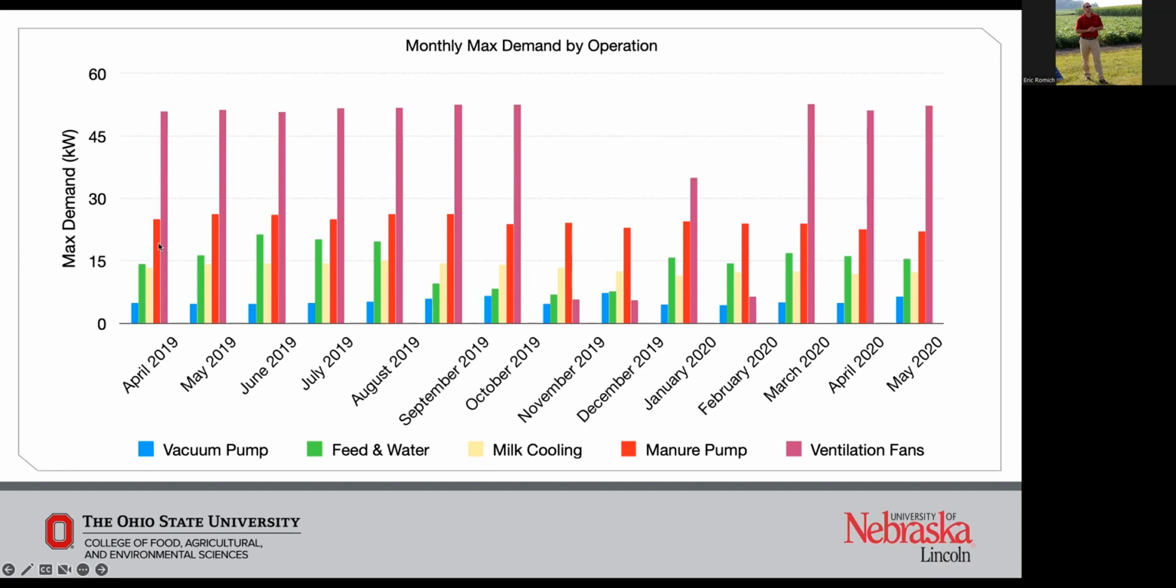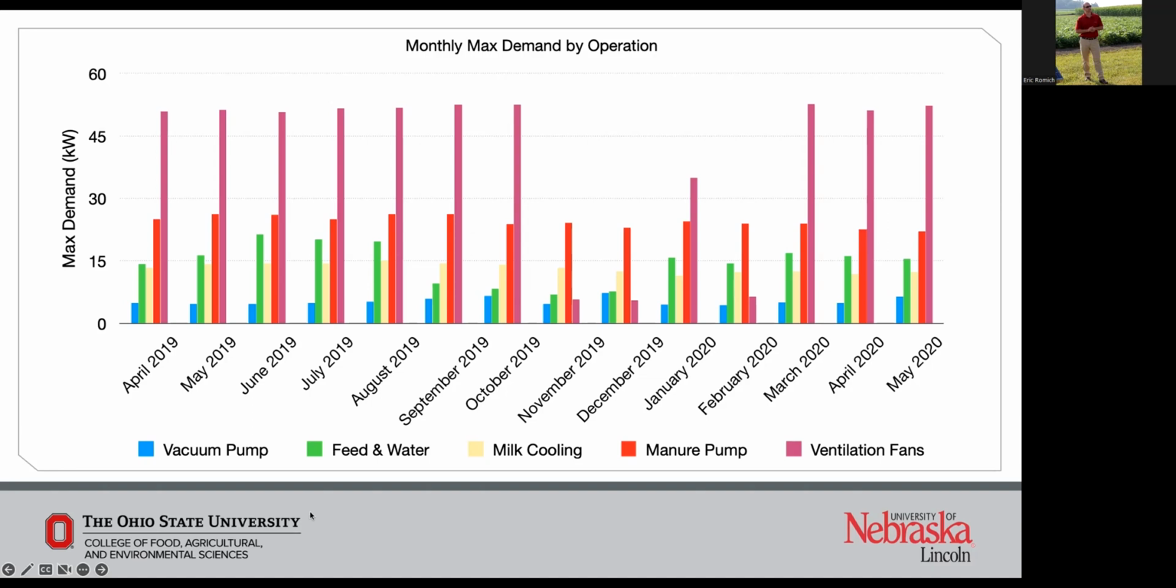Also, you can see in red here is our manure pump. The green is represented by a circuit that includes both the well pump motor and also operations over at their feed mill. And then we have milk cooling in yellow. And the blue would be representing the vacuum pumps, so the milk pumping operations.